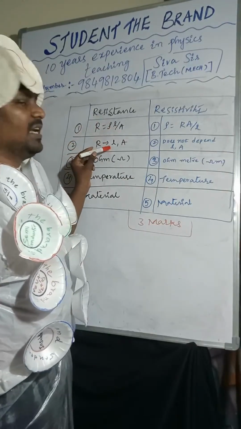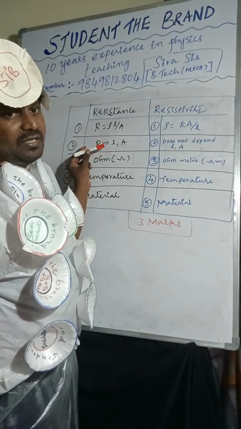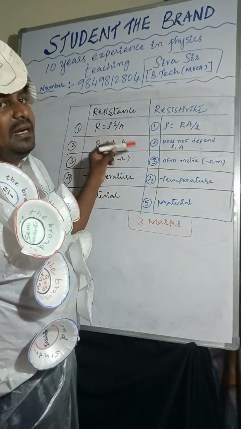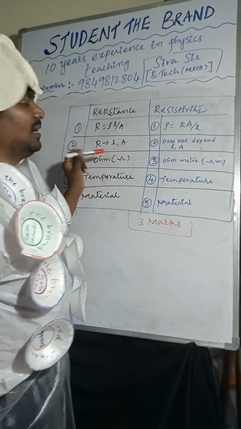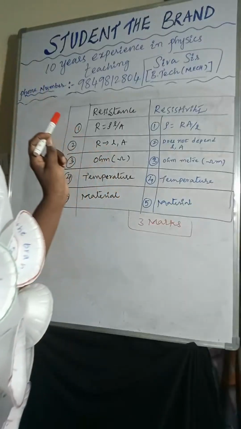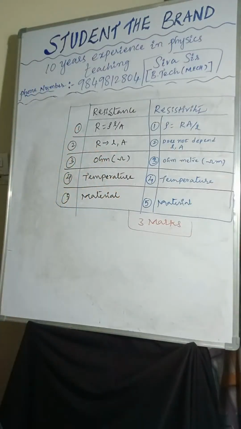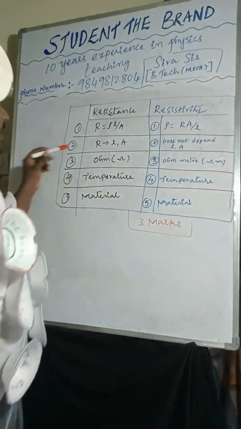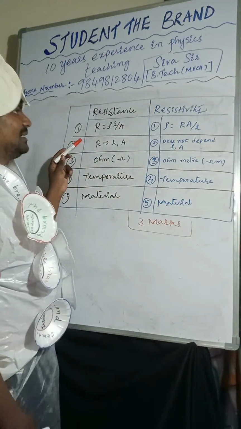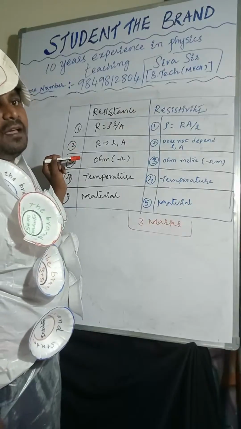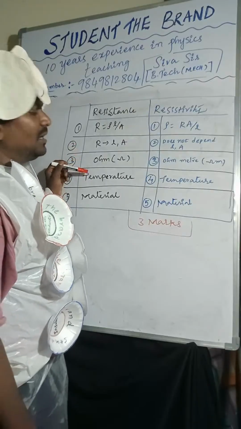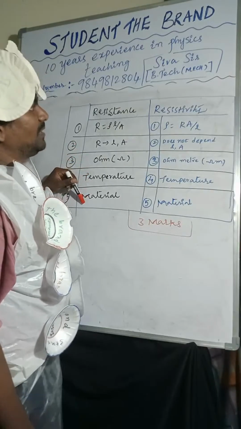So this we can also say is a physical dimension. Resistance depends on length and area. The SI unit of resistance is ohm. Resistance also depends on temperature, and on the material of the conductor.